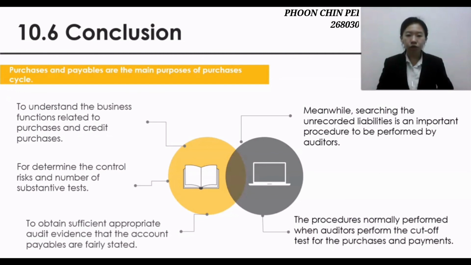In order to achieve the objective, auditor should perform the test of control to determine the control risk and the amount of substantive tests. Then, tests of transactions and balances will be performed in stages to obtain sufficient appropriate audit evidence that the accounts payable are fairly stated. Meanwhile, searching for unrecorded liability is an important procedure to be performed by the auditor. Therefore, the procedure is normally performed when the auditor performs the cut-off test for the purchase and payment.